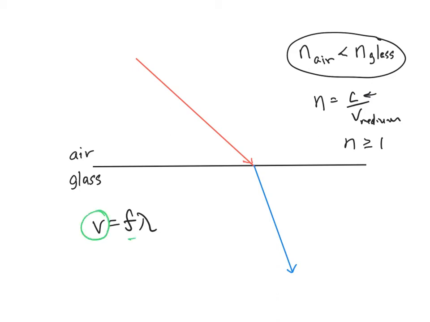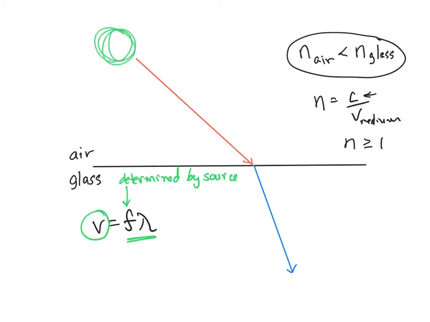The question is, what's changing over here on the right side to make that velocity change? Is it the frequency or is it the wavelength? Remember the frequency. You might remember this from AP Physics 1. The frequency is determined by the source. So the source isn't changing.